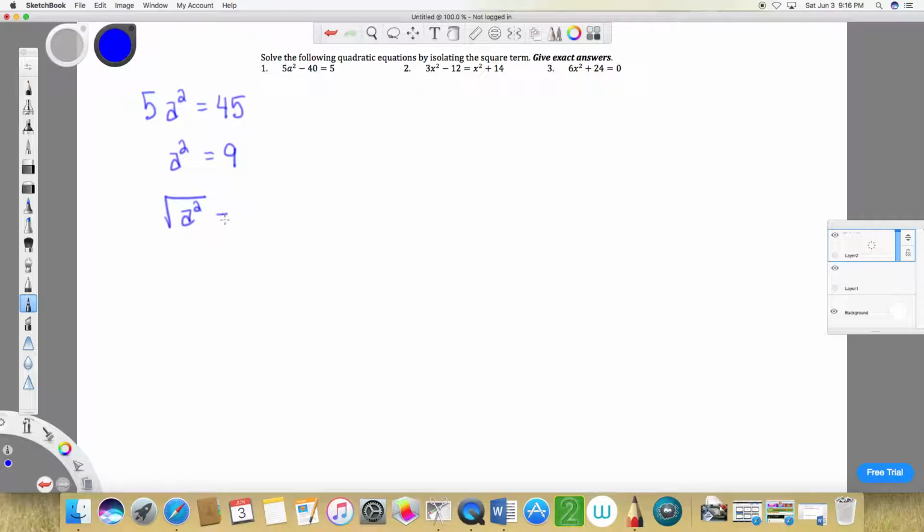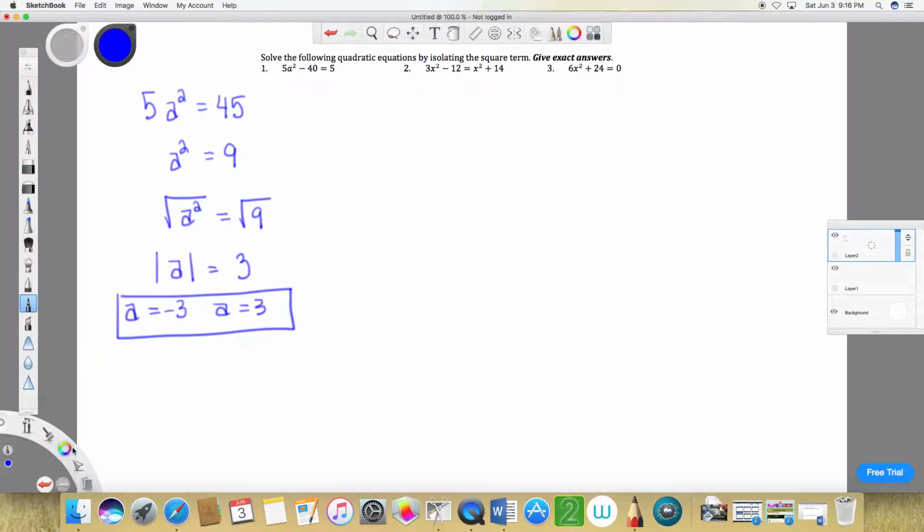And really, I should say the principal square root of each side. And you know, most people are lazy about saying that, and they skip this step, that the square root of a squared is the absolute value of a. That's equal to 3. This splits into 2 equations, or 2 solutions. And there's our answer for number 1.